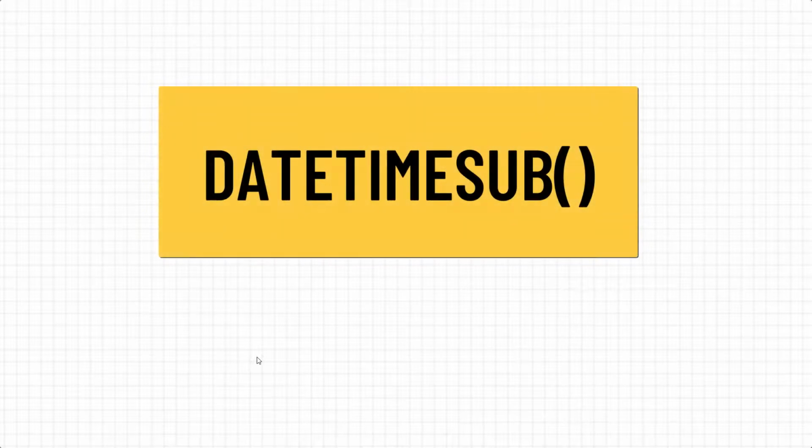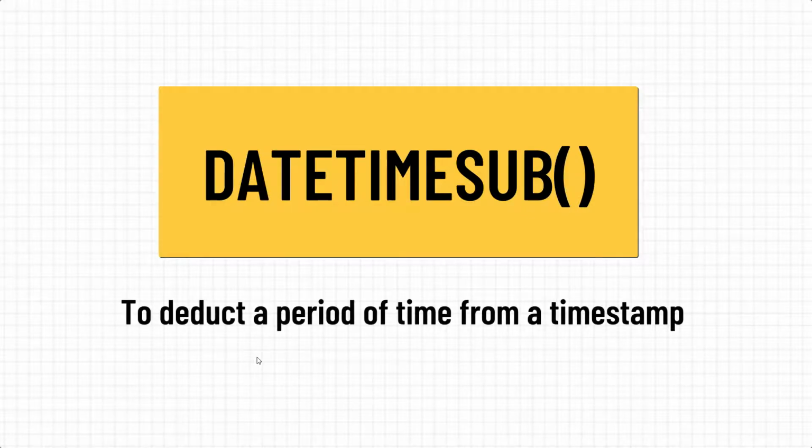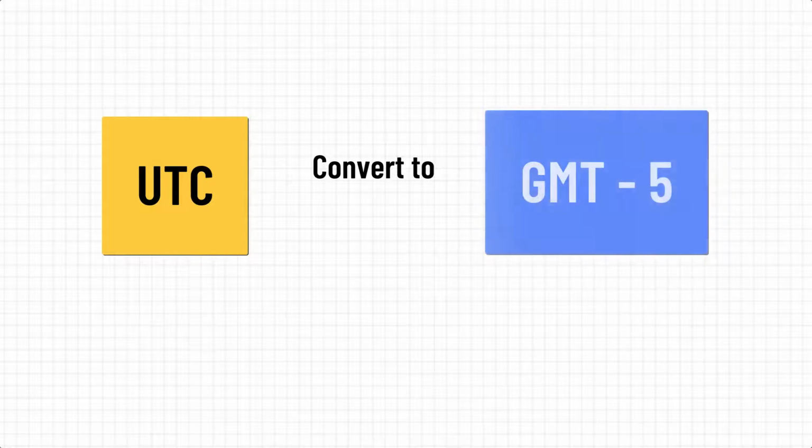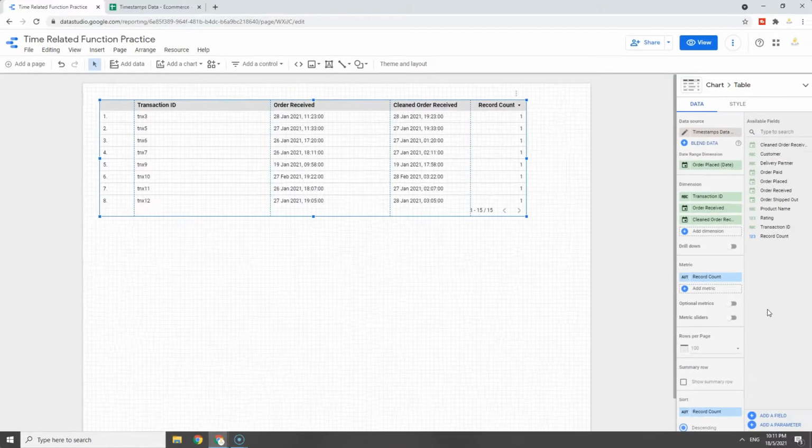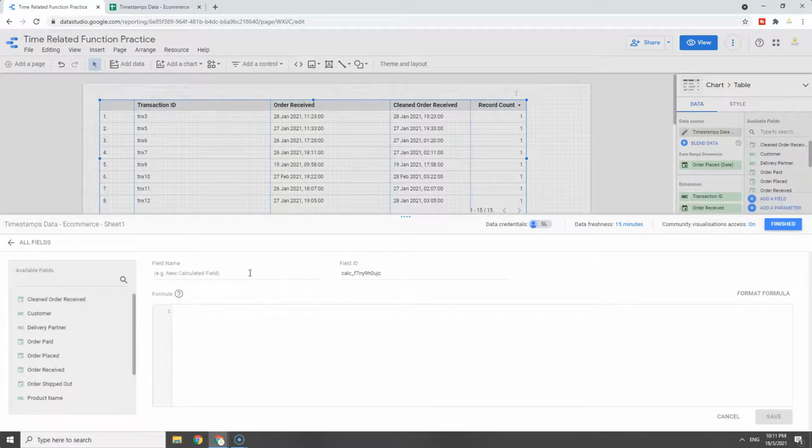In Data Studio, we also have another formula called datetime sub, which basically works like datetime add, just that instead of adding the interval, it's actually subtracting the interval. So it will be quite useful if you want to deduct a certain amount of time from a timestamp. For example, if the timestamps are stored in UTC and your local time zone is GMT -5, you might need this function. I'll just quickly show you a demo on how to create that calculated field using that formula.